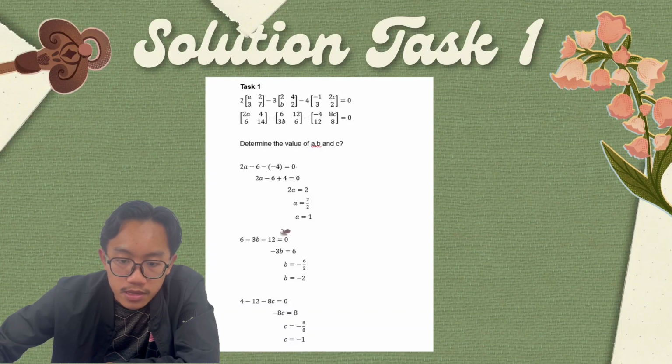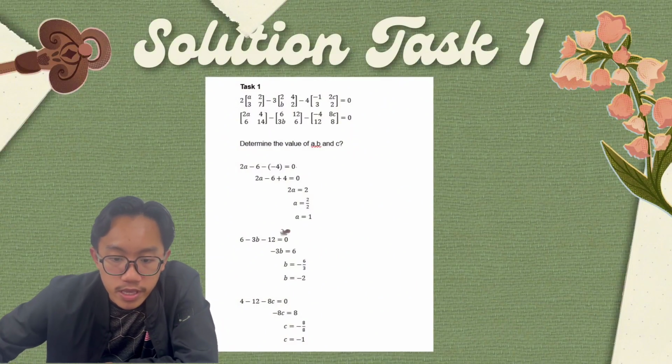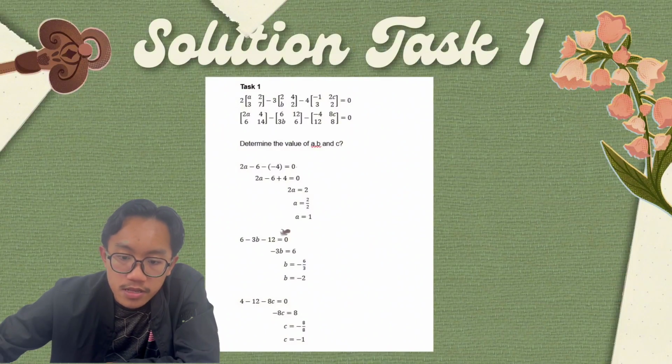The next step is the number 3. We must multiply it into the matrix, so we can get 6, 12, 3B and 6. The last is 4. We must multiply the 4 into the matrix, so we can get -4, 8C, 12 and 8.